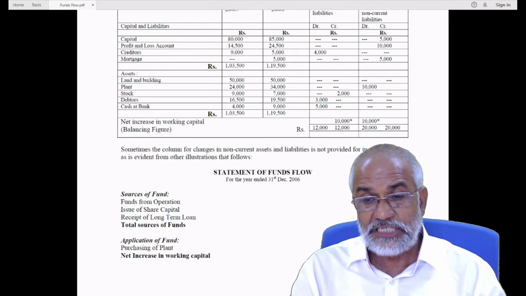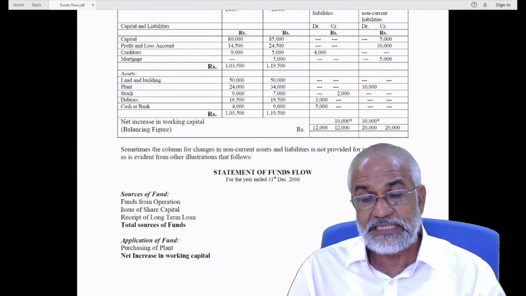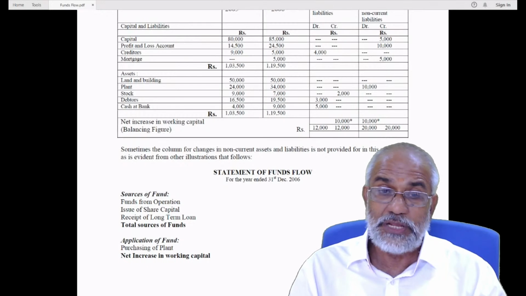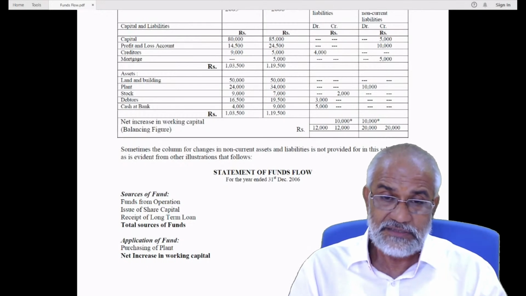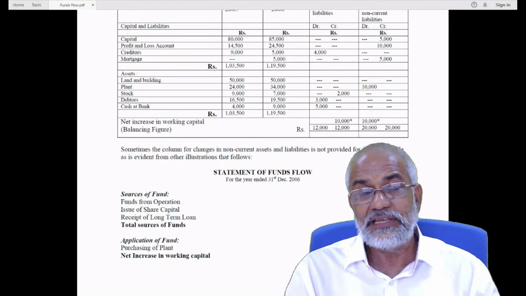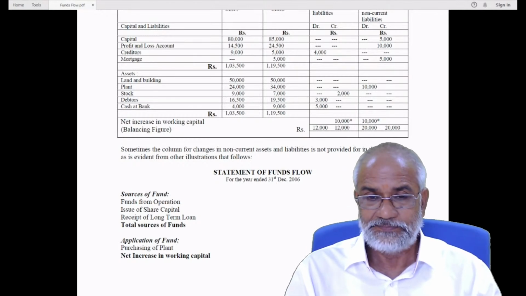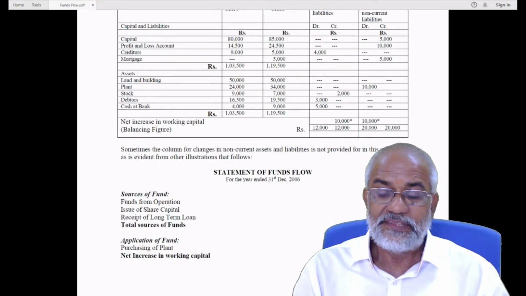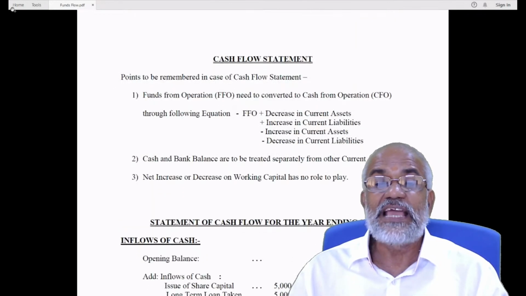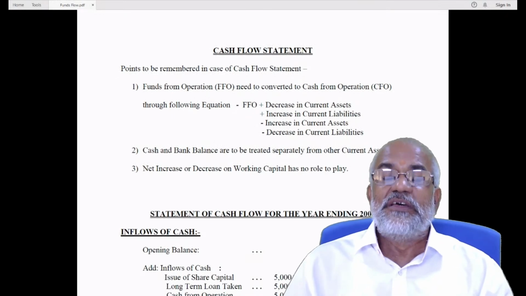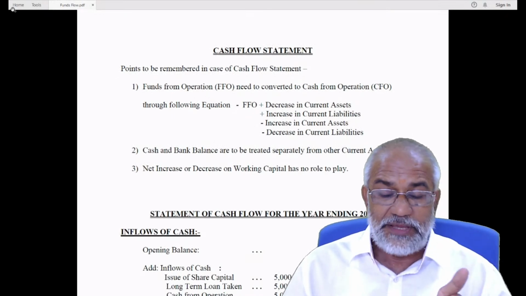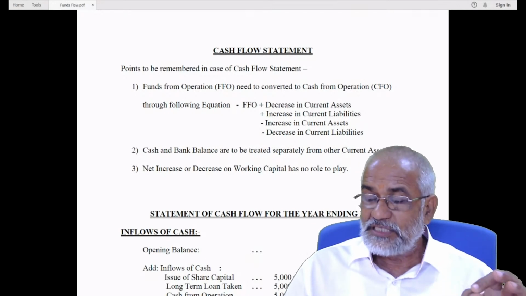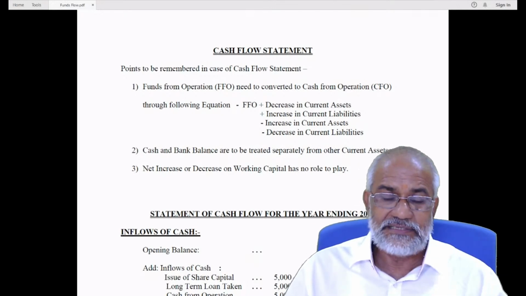If it is funds lost in operation, then it will go to the application side of the funds flow statement. If the balancing figure is funds from operation, then it will appear in the sources in the funds flow statement, and accordingly the funds flow statement will agree. So this is about the funds flow statement. Then let us see what about the cash flow statement. The same funds flow statement can be converted into a cash flow statement with some simple additions and alterations.